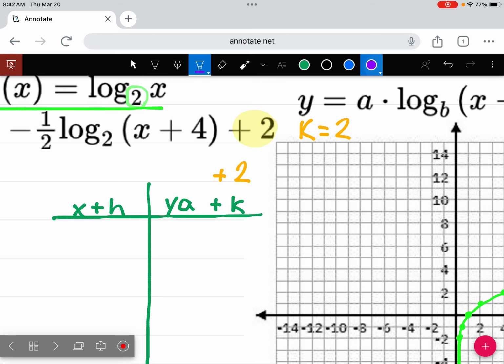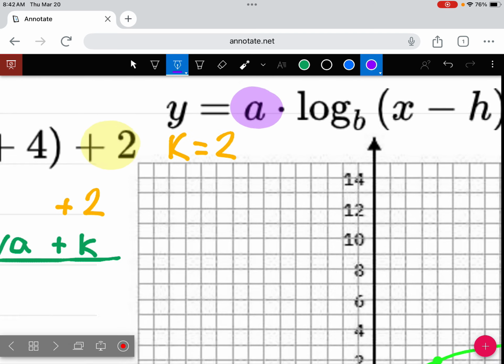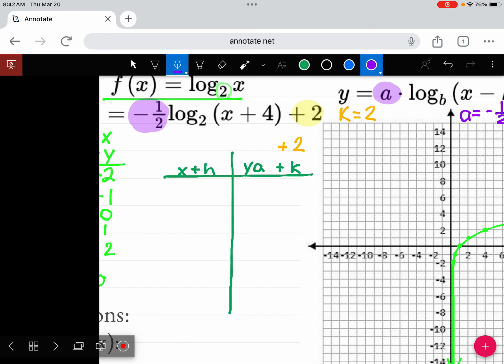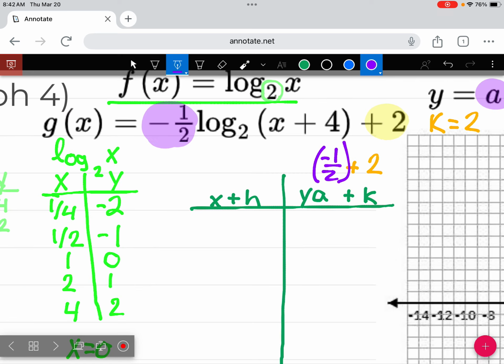What else do we have up here? The -1/2 is a. Our negative 1/2 is our a. What does that do? It goes left or down. Yeah, this is what that negative makes it reflect. That's when it's going to flip. That's our reflection across the x-axis.